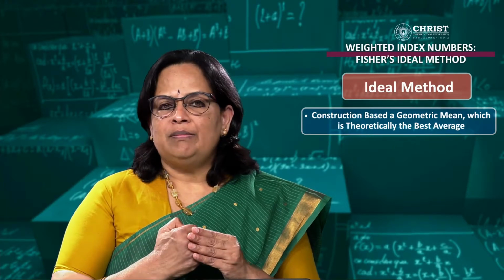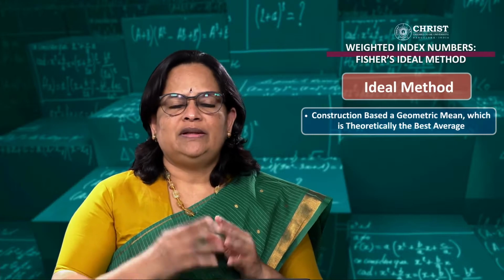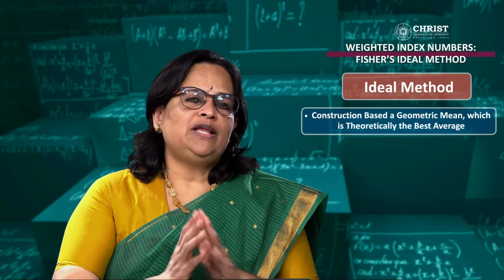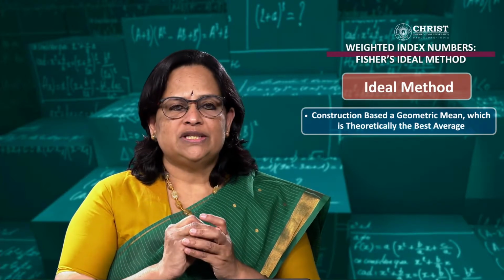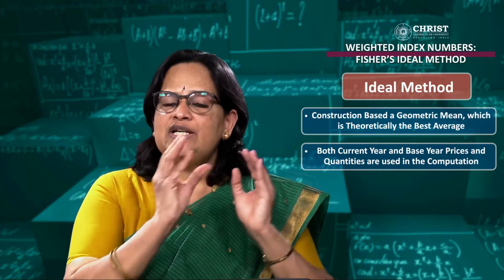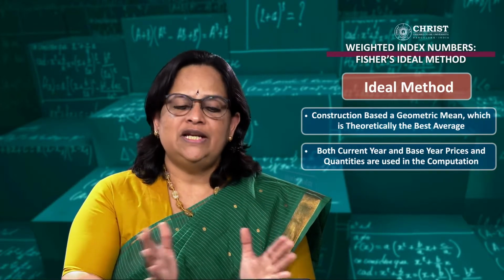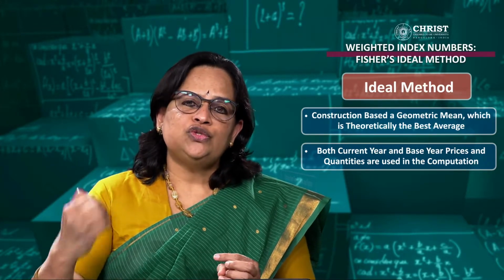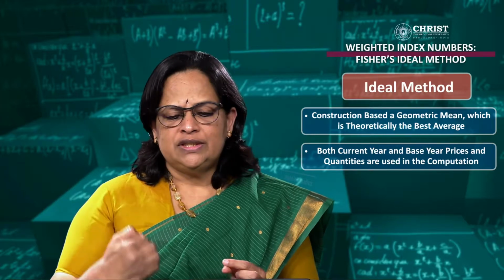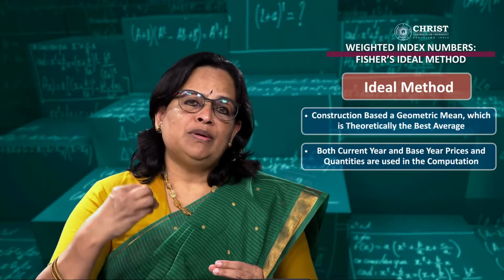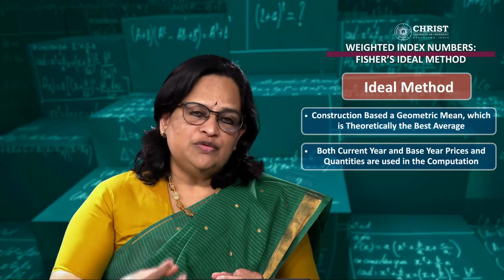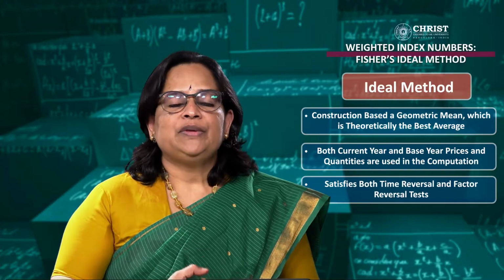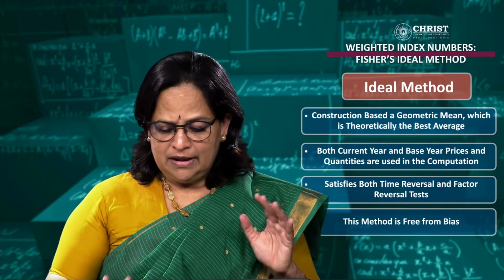Now here you have to remember, this is a weighted index method. Along with price we can see Q0 or Q1, meaning the quantity also gets importance. So this method is based on price as well as quantity. That is why it's a weighted index method. Both current year and base year prices and quantities are used in the computation. One more thing to remember: why is it called an ideal method? Fisher's ideal index satisfies both the time reversal test and the factor reversal test, and this method is free from all bias in the computation.